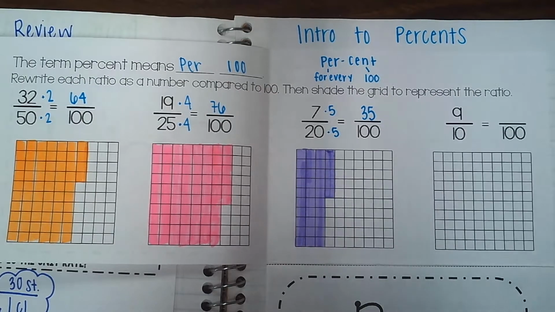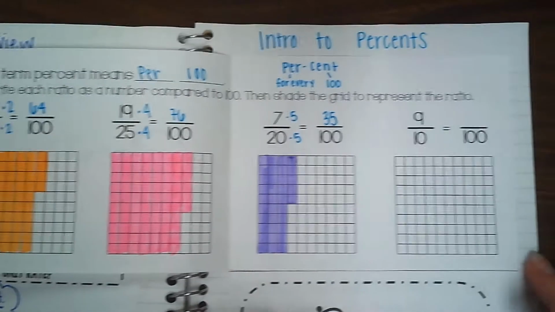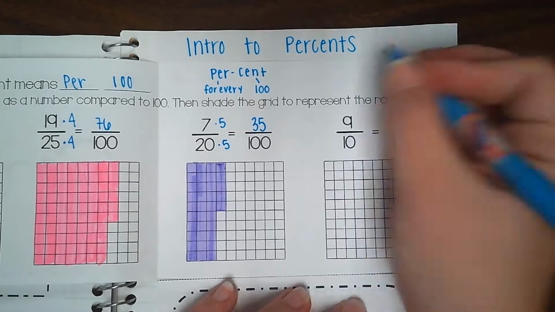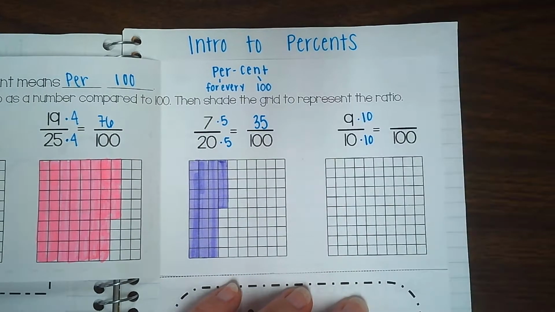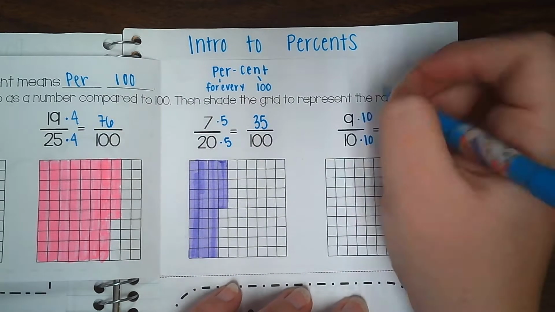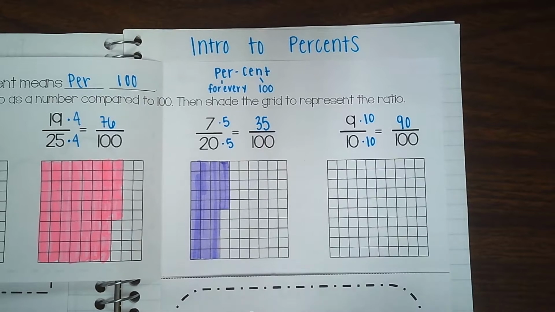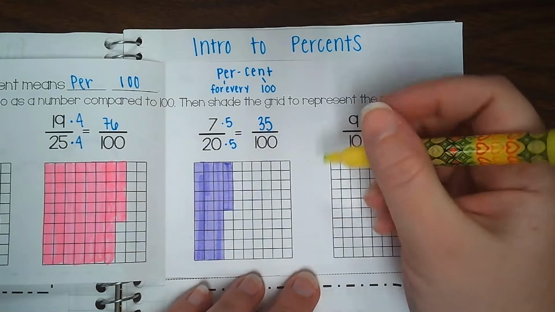Okay, very last, we have 9/10. To get from 10 to 100, you multiply by 10. What you do on the bottom, you have to do on the top. 9 times 10 is 90. So we're going to shade in 9 vertically.